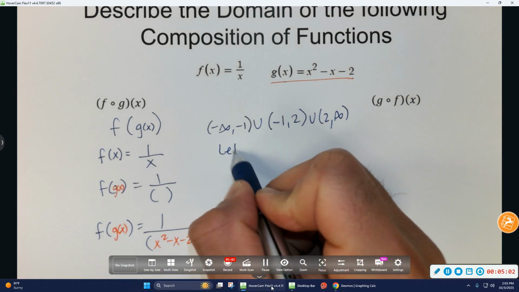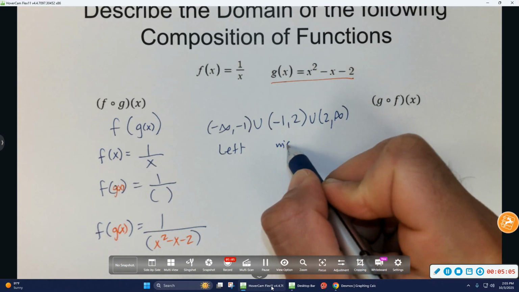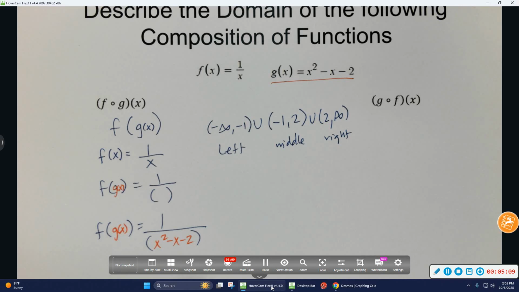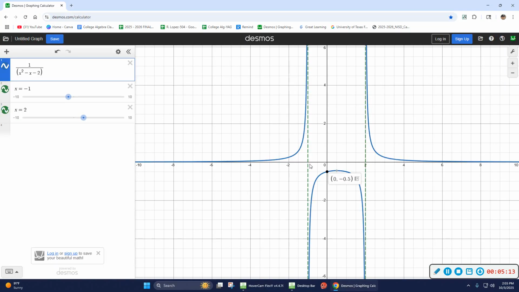This is the left part of the graph. This is the middle part of the graph. And this is the right part of the graph. Right? We're going to go from negative infinity to negative 1. There's a gap at negative 1. From negative 1 to 2. There's a gap at 2. And then from 2 to infinity. And that's how we express the domain of a composition of functions.